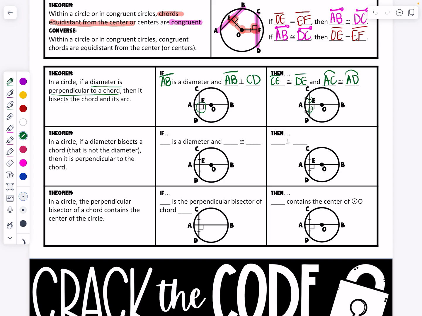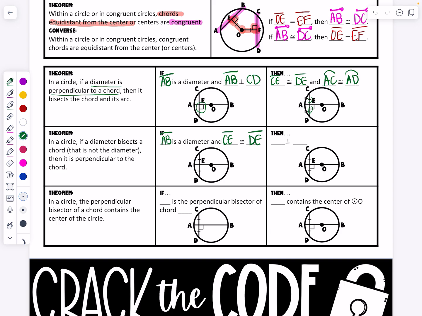Okay. So if A to B was a diameter and was perpendicular to that chord, then we knew two things. Not only did it cut the chord in half, it also cut the arc in half. Okay. The next one says in a circle, if a diameter bisects a chord, so if we know that AB is going to be a diameter, and we also know that it cuts the chord in half, meaning we know that C to E is going to be congruent to D to E.